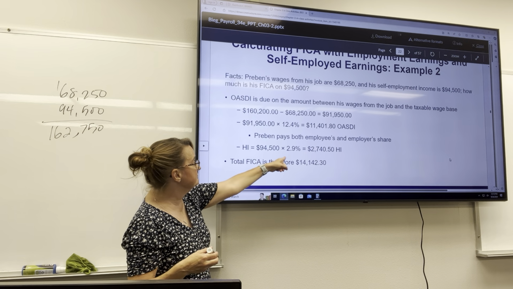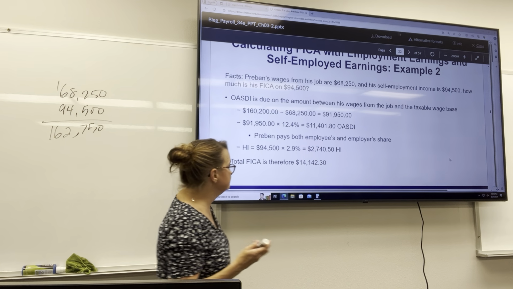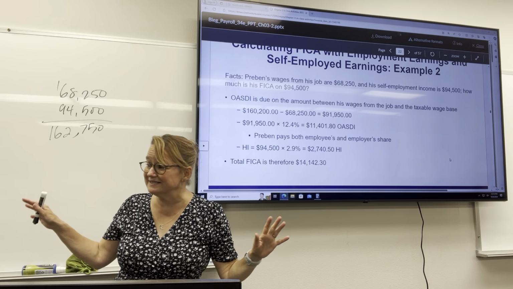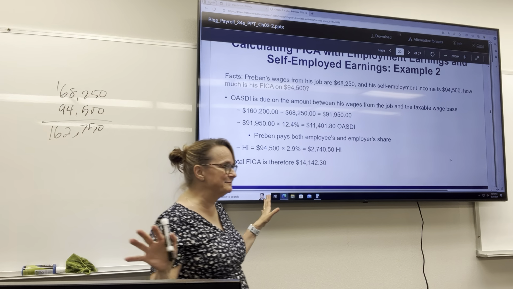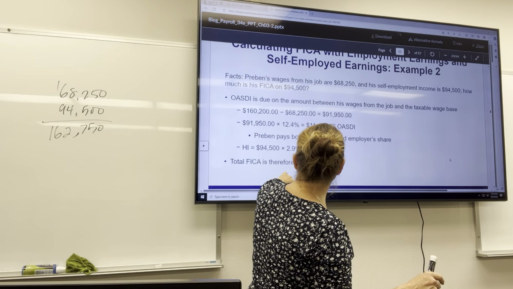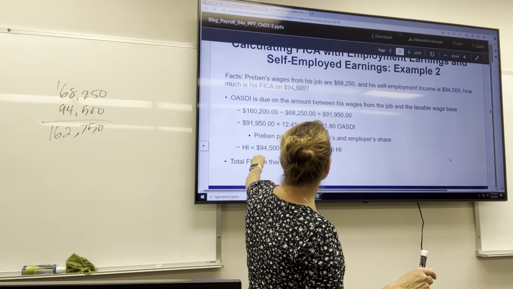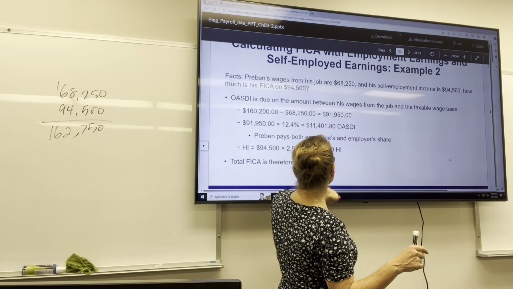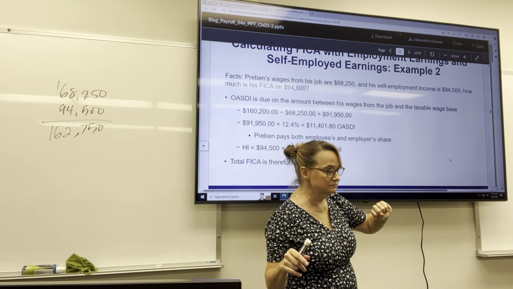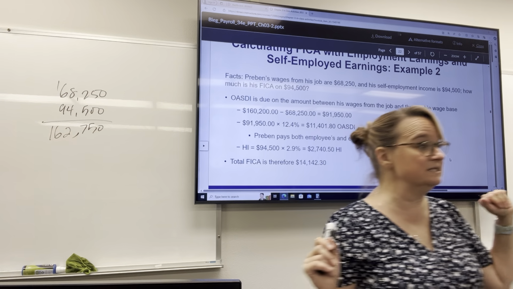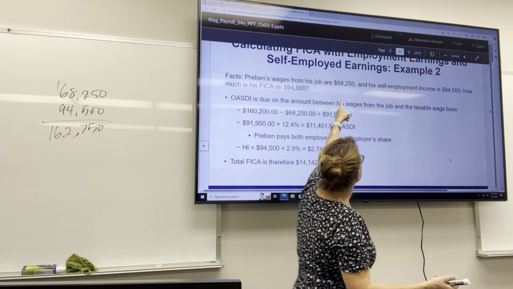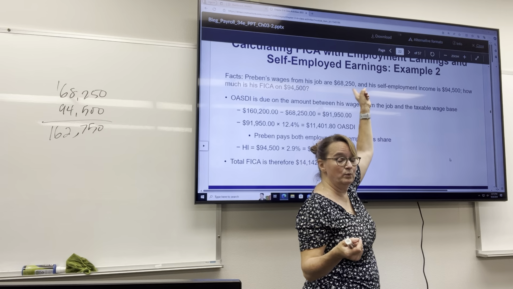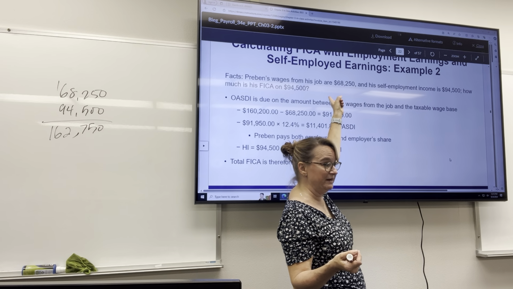In addition, he's going to have to pay $2,740.50 in Medicare tax. And this is before we get to income taxes. He hasn't paid one cent of income taxes yet. His total FICA, I don't know why they're calling it FICA, his total SICA, is $14,142.30. I should say SICA because that's the amount that he's paying. His employer also paid. He paid 6.2% Social Security and 1.45% Medicare, and then the employer paid the same amount on that income.